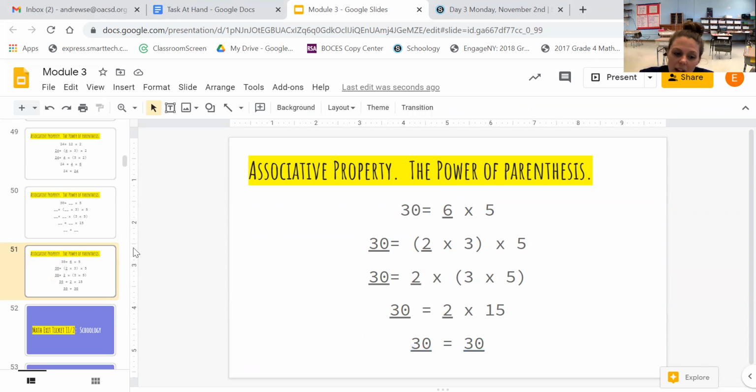All right? So guys, today we learned a few things. We reviewed prime and composite, and we also talked about multiples. Multiples is a more intelligent way of saying skip counting.